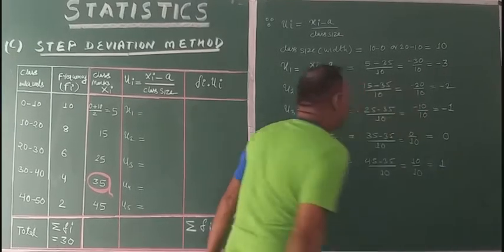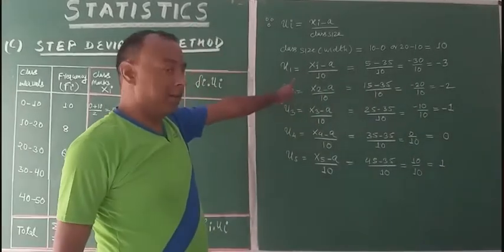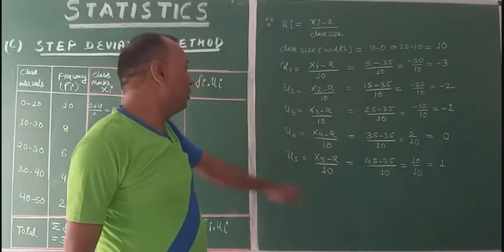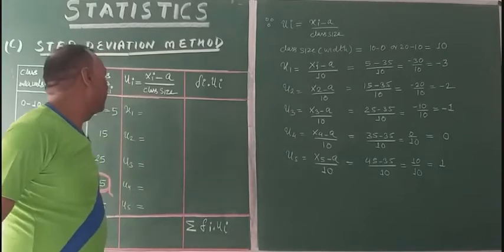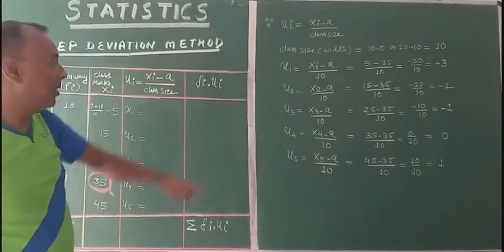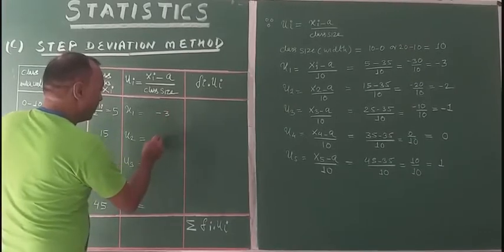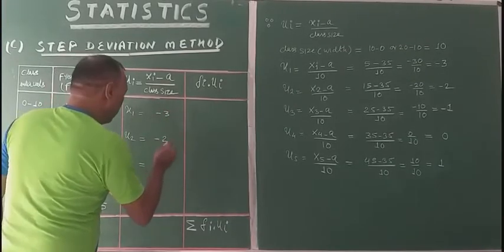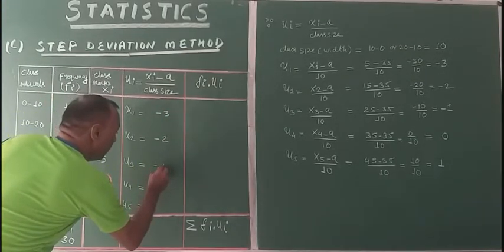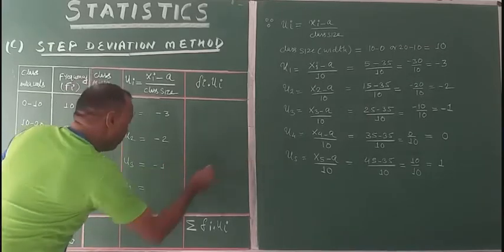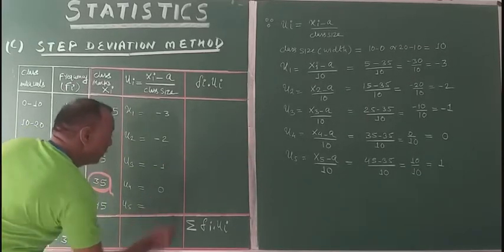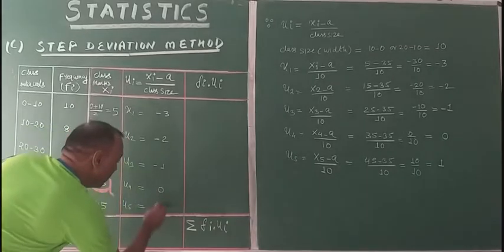So these are the calculations of Ui's: U1, U2, U3, U4, U5. Now put here, U1, how much is it? Minus 3. This is minus 2. This is minus 1. U4 is 0 and U5 is 1.